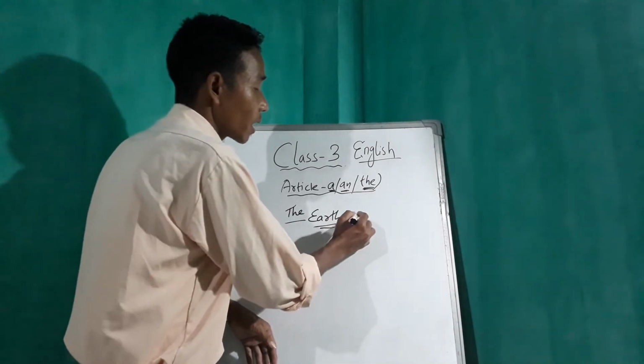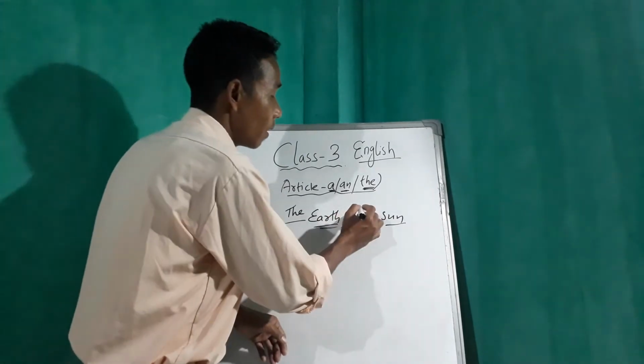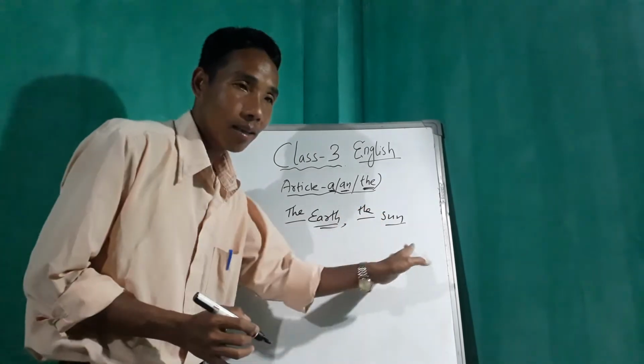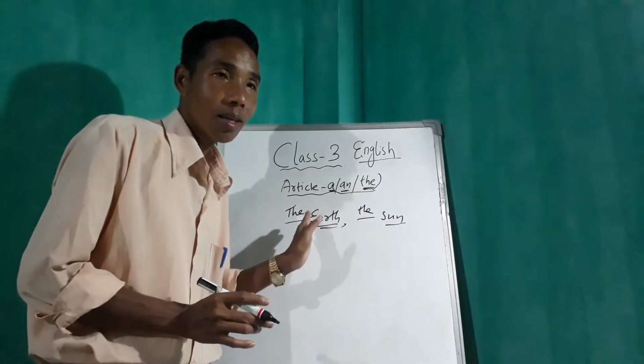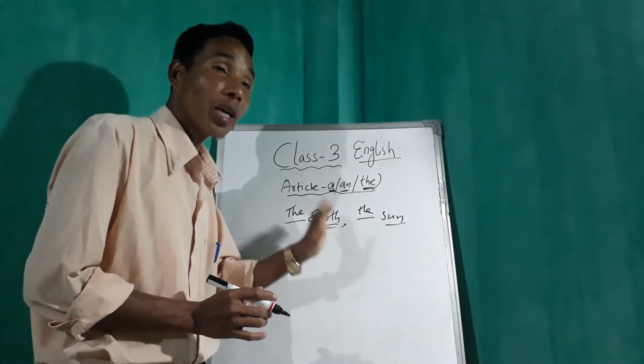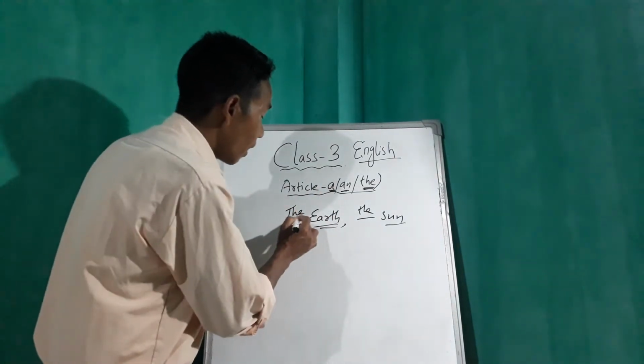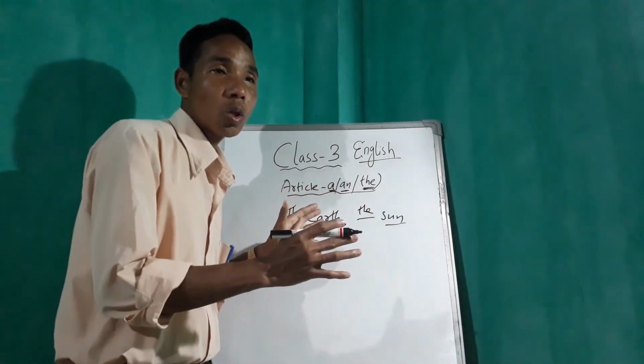Suppose names of what? Sun, S-U-N, sun. This is also unique. So, the sun, the earth. Okay? With unique things. And the is also used.